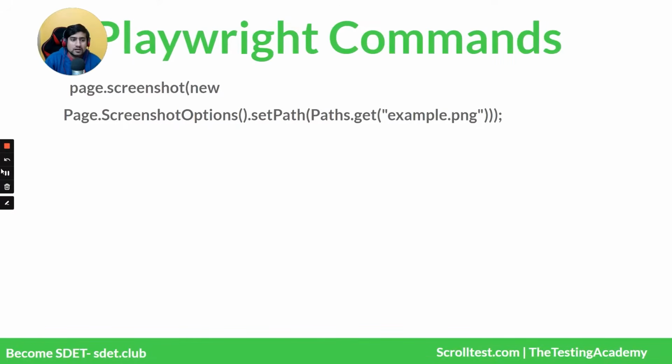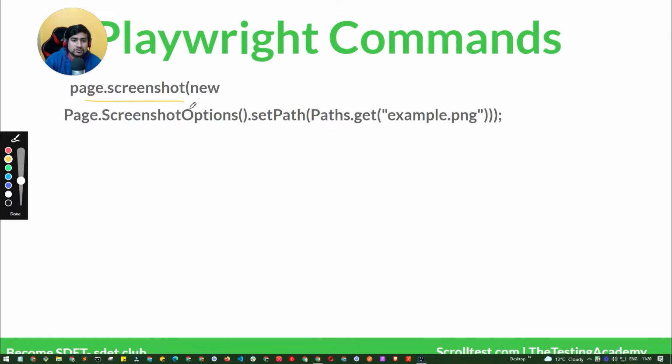Awesome. Now what you can do is you can take a screenshot also. So this is the code. You can take the screenshot. Now to take a screenshot, we need a page, right? Only page has a function called screenshot. In that you mention that you want a new page screenshot option and the path of it. You need to mention the path.